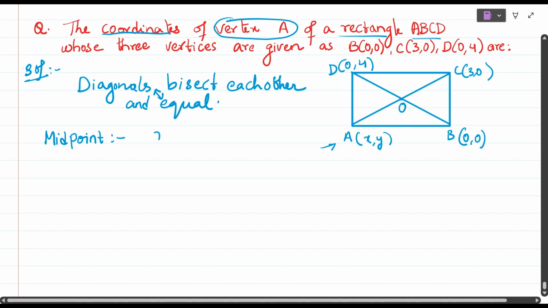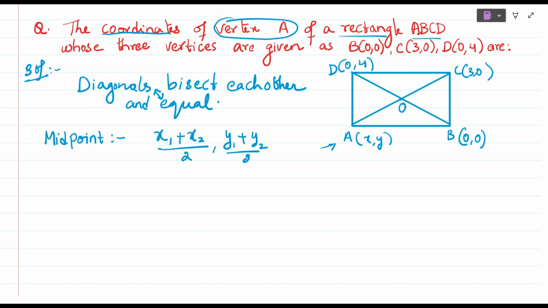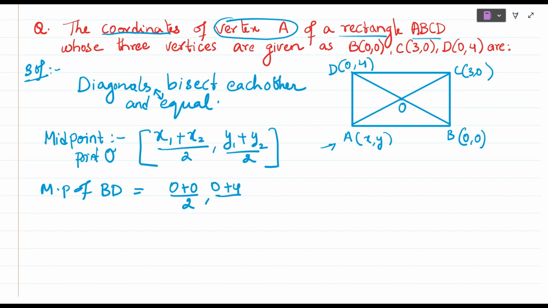The formula I am going to write first: (x1 plus x2) by 2 comma (y1 plus y2) by 2. These will be the coordinates of point O. Understood? So find the midpoint of BD. The coordinates are (0 plus 0) divided by 2 comma (0 plus 4) divided by 2. So what will be your answer, students? 0 by 2 gives 0, 4 by 2 gives 2.